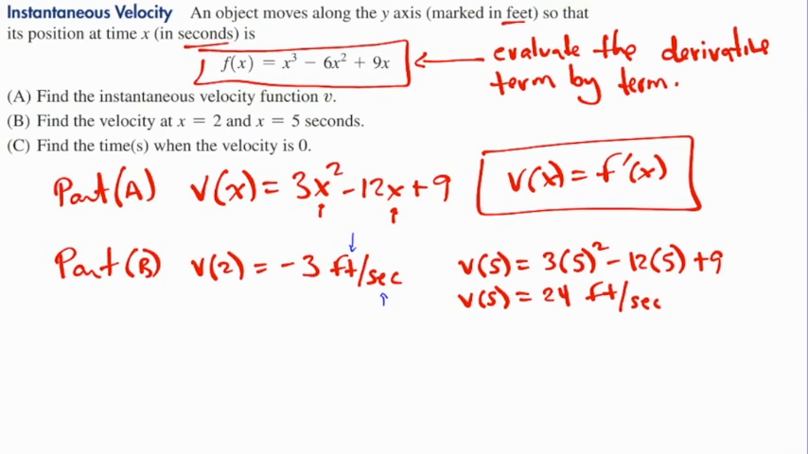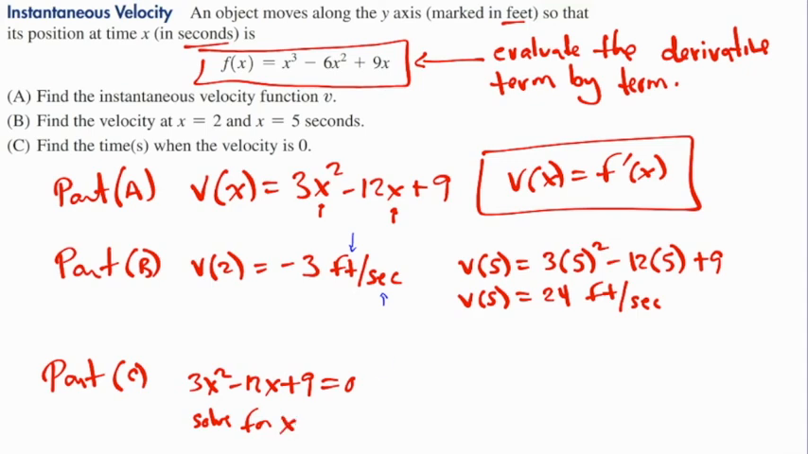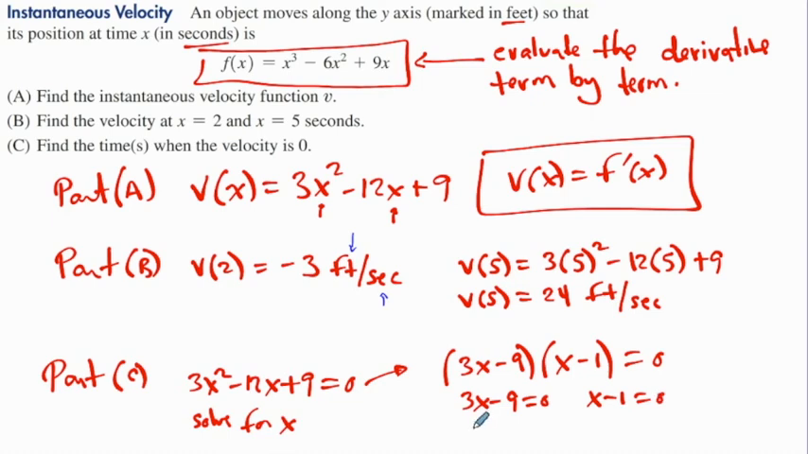Part C says find the time or times when the velocity is 0. Well, we know velocity is 3x squared minus 12x plus 9, and we set this equal to 0 and solve for x. So we'll start by factoring. This gives us 3x minus 9 times x minus 1 equals 0. And we take each factor and set each factor equal to 0. So we have x equals 3 seconds. We have x equal to 1 second.